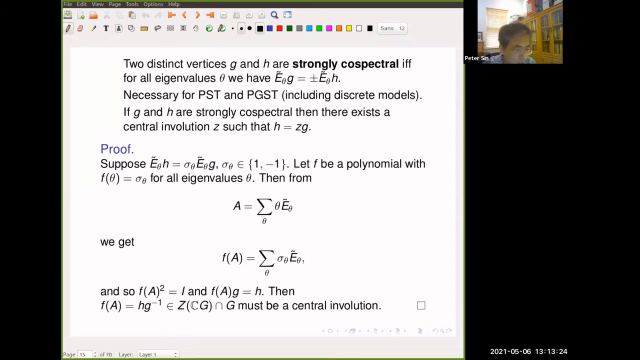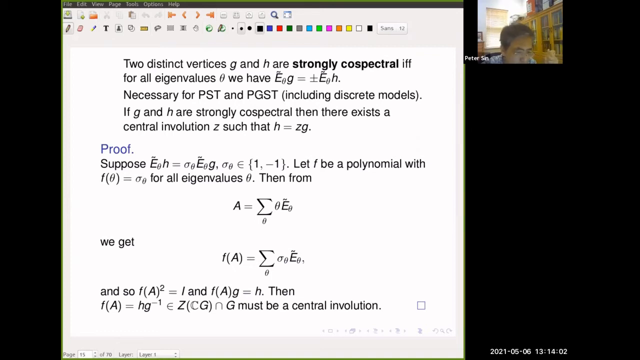Also, f of A applied to g will be equal to h, because g is just the sum of the e tilde theta g's, and so f of A applied to g will be the sum of sigma theta e tilde theta g's. That will be exactly h, because e tilde theta h is sigma theta e tilde theta g. So that's clear.